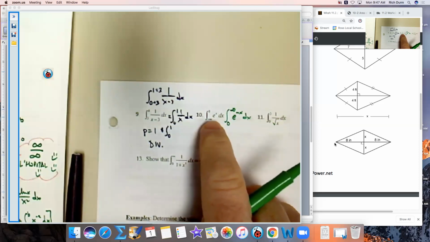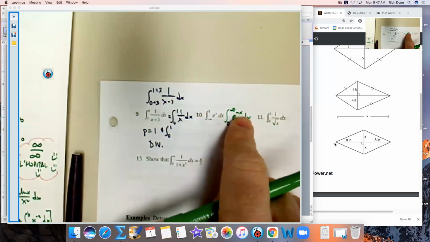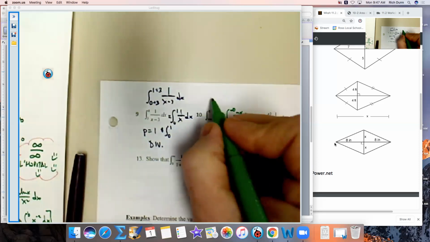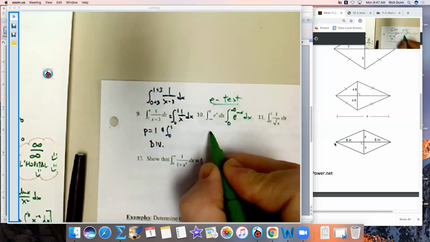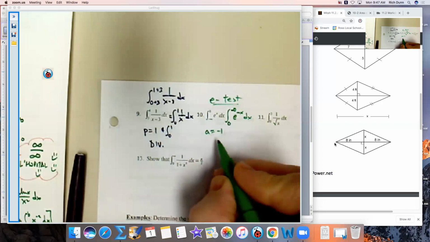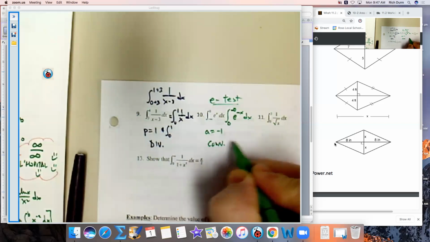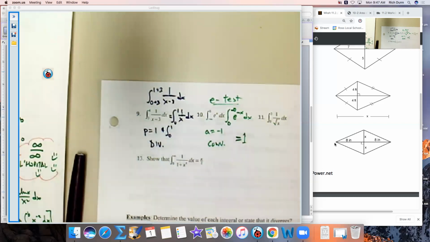Negative infinity, negative a billion, negative a trillion, or a million, negative 1,000 as I go down. I'll just change the sign when I substitute it in. It's going to give me the same area. This one is an e-test, and you'll see that in this case, my a value equals -1. That was that special case where this not only converges, but we know that it's going to converge to 1.